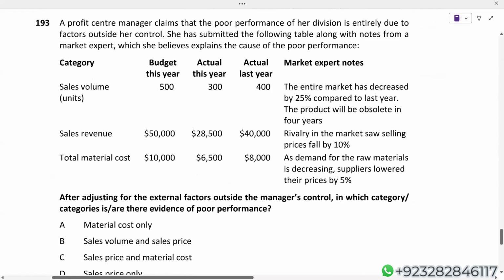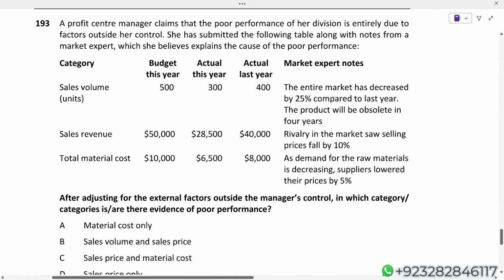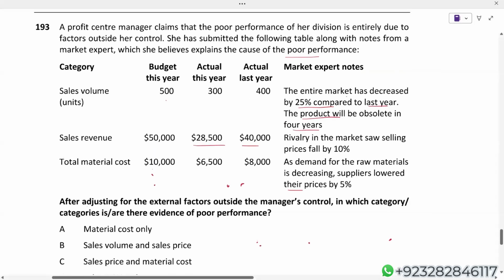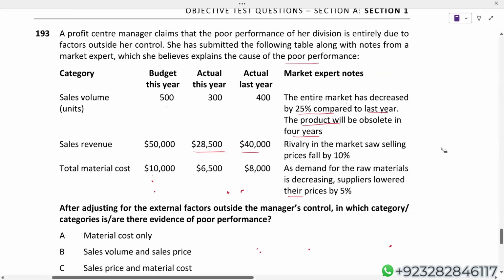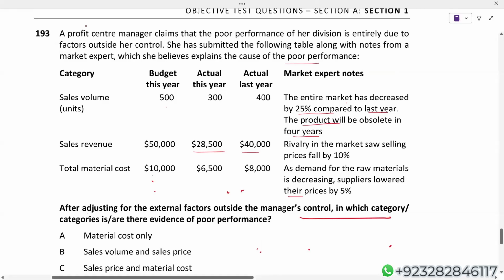Okay, now kindly try to attempt question 193. I'm giving you around 5 minutes. Let's see who will reply today. Okay, let's try now. After adjusting for the external factors outside the manager's control, we need to find out in which category or categories there is evidence of poor performance.